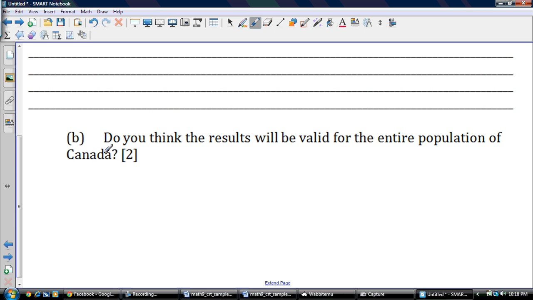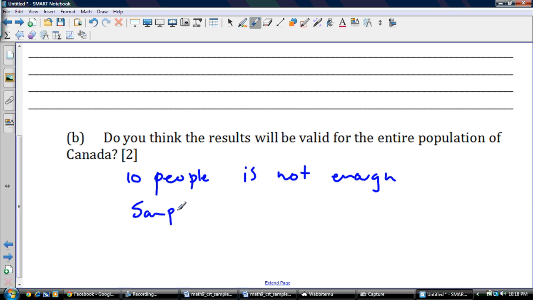Now, do you think the results will be valid for the entire population? So once I get my results, do you think I can say that this is the result for all of Canada? This is the average number of hours that Canadians watch TV. Well, I only asked 10 people. There are 30 million people in Canada. So 10 people is not enough. It's just not enough people. It's called the sample size. The sample size is too low.